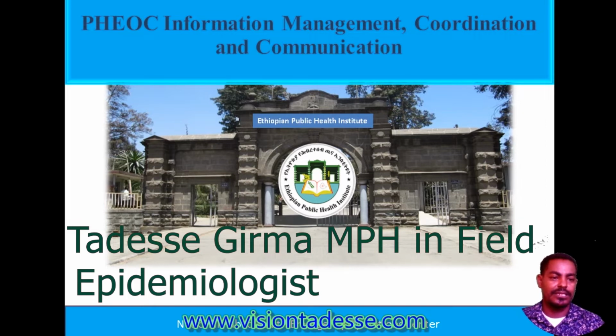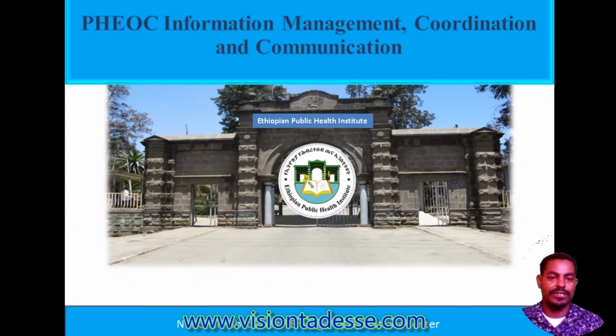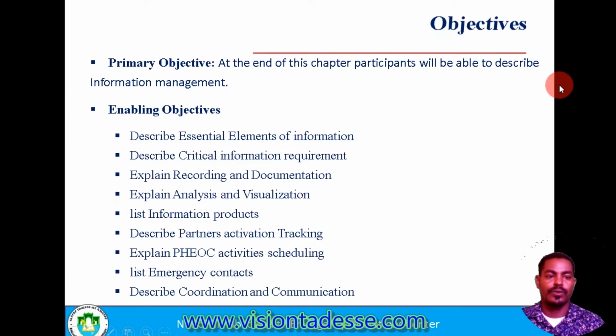Let us see how emergency operation centers work here. Here is very important: whenever we see the objectives of these tutorials, we will update everything new and share experience for the betterment of our activity. What does it mean? The primary objective of this training is that at the end of the chapter, participants will be able to describe information management, and the enabling objectives are as here.